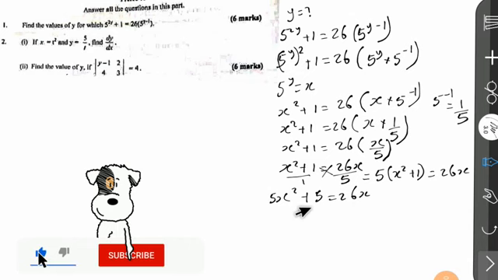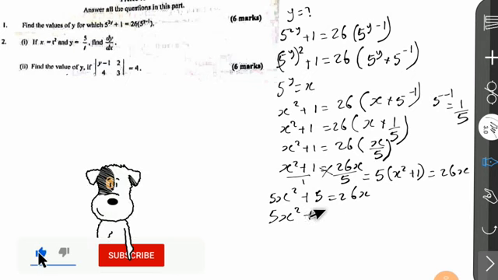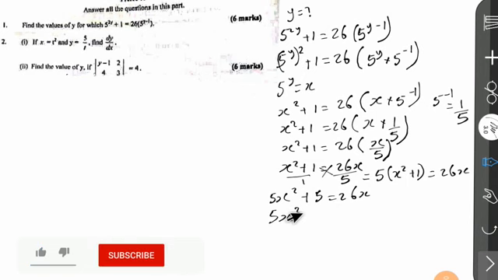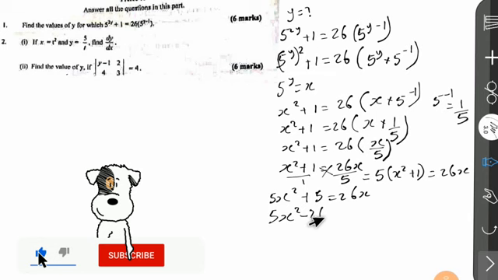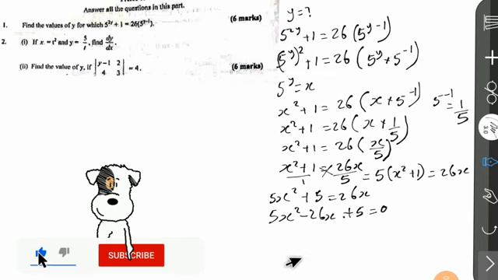So if you equate this one to be equal to 0, it will be equal to 5^s plus... okay, let's take this one to this place, so that gives us 5s² minus 26s plus 5 equal to 0. So this will give us a quadratic equation now.